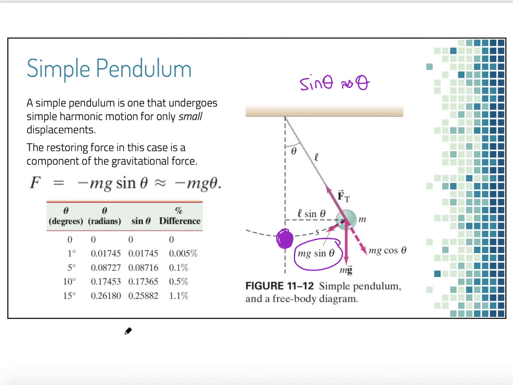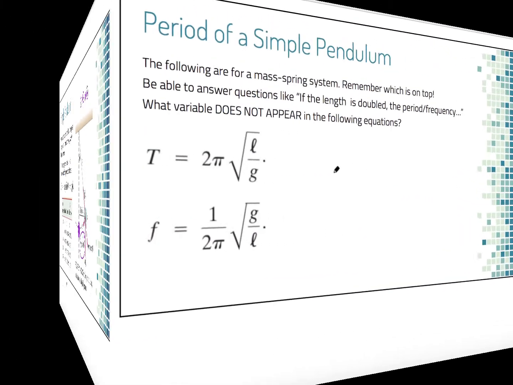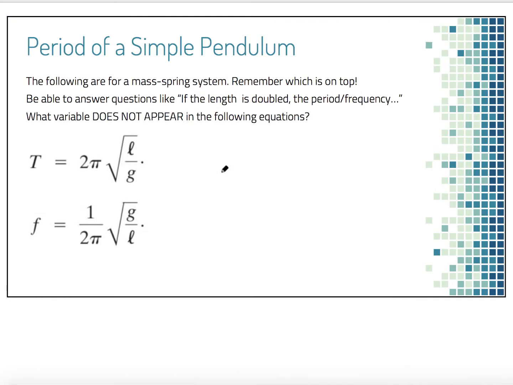So we can do the same thing that we did with a mass spring system for a simple pendulum as an oscillating or simple harmonic oscillator. The difference between our mass spring system and our simple pendulum is what actually affects the period of this pendulum. There are only two things that affect the period of a pendulum, and that is, of course, the length of our pendulum, and the second is the acceleration due to gravity.